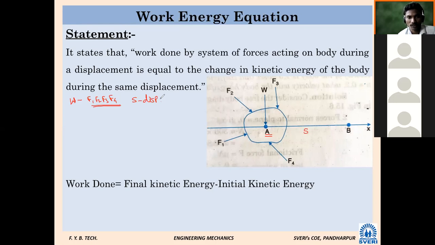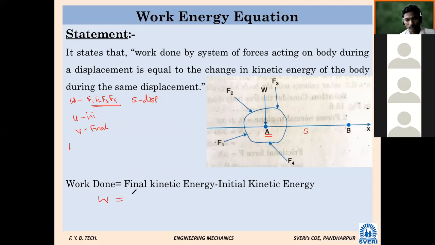What this work energy statement says: work done by a system of forces, whatever the number of forces acting on the body during the displacement, is equal to the change in kinetic energy of the body. The initial velocity is U, and the final velocity is V. Then how is the work done given? Here is the formula. Work done by the system of forces is equal to the final kinetic energy.